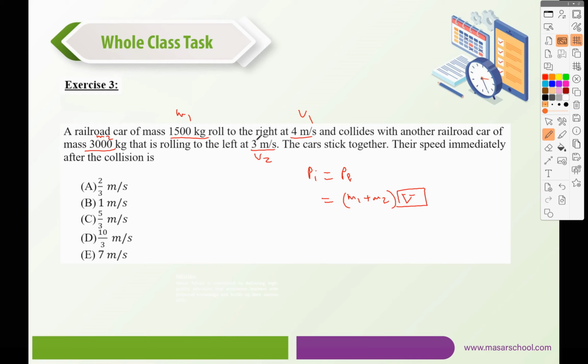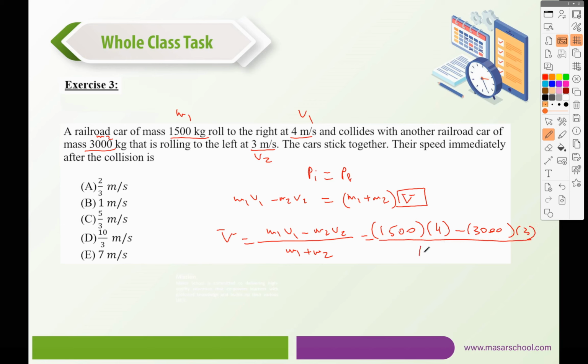So in this case the momentum is given by, if this is to the right, then m1 v1 minus m2 v2, and if you isolate for capital V, then capital V is given by m1 v1 minus m2 v2 divided by m1 plus m2, which is 1500 multiplied by 4 minus 3000 multiplied by 3 divided by the total mass, which is 1500 plus 3000. Now plugging that fraction on the calculator, we're going to get 2 over 3 meters per second. I think the answer would be negative, but since they're asking for the speed, then we're going to choose 2 over 3 meters per second.